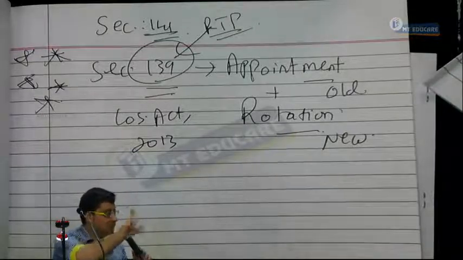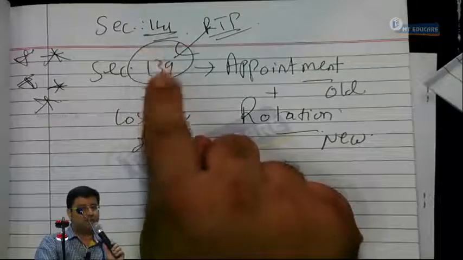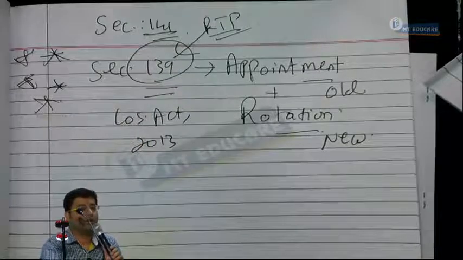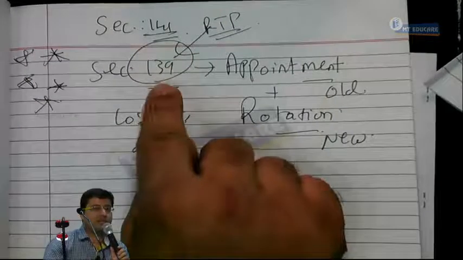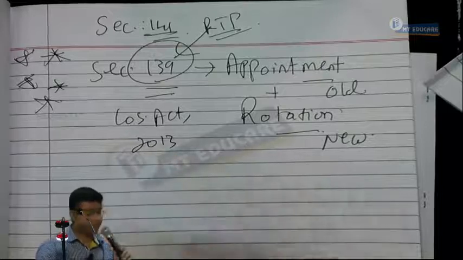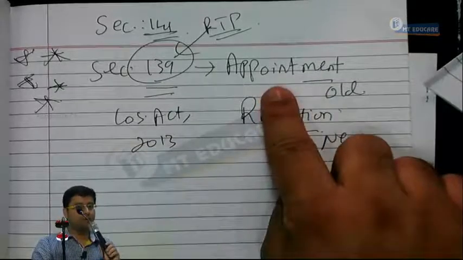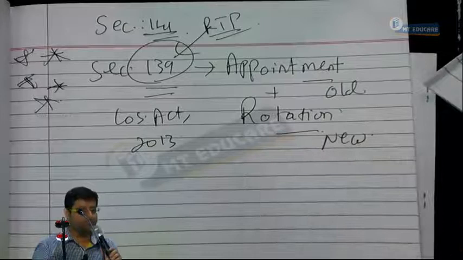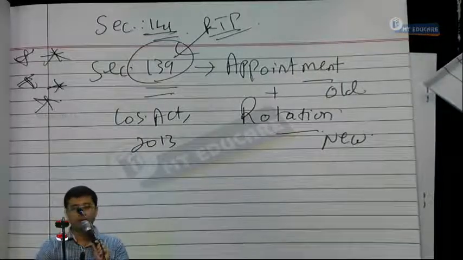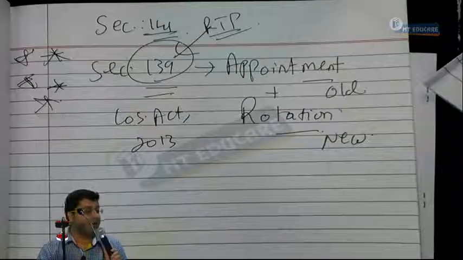What is that section? 141. Now you can give the heading 139 section. Section number 139 of Companies Act 2013. The name of this section is Appointment and Rotation of Auditors.